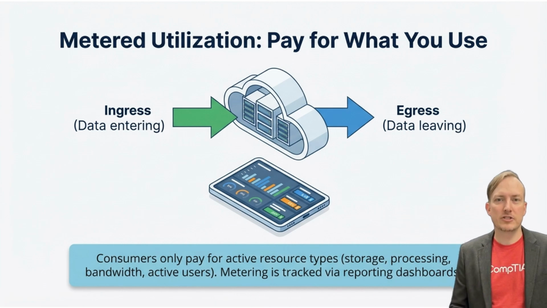Another key characteristic is metered utilization, meaning you pay for exactly what you use. We track ingress, which is data entering the cloud, and egress, which is data leaving the cloud. Consumers only pay for active resource types like storage, processing, bandwidth, and active users, all tracked via reporting dashboards.